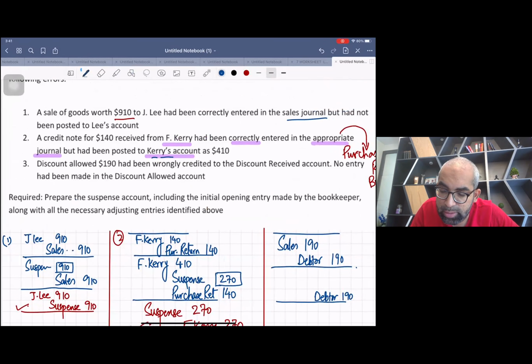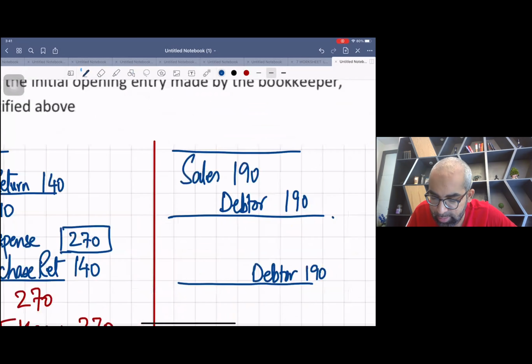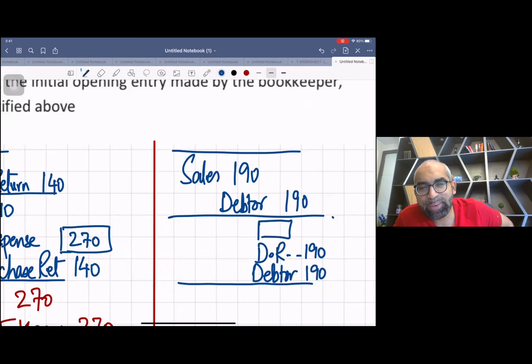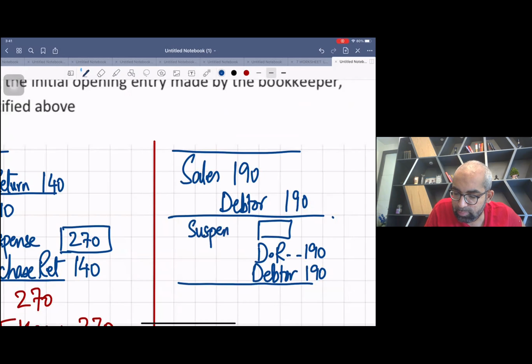had been wrongly credited to discount received account. No entry had been made in the discount allowed account. So instead of debiting discount allowed, we credited discount received by 190. So just look here, the entry which we just made, we only did credit, no debit. So the both sides are not the same. So suspense account will open here.